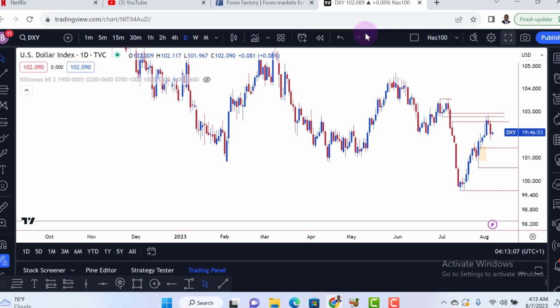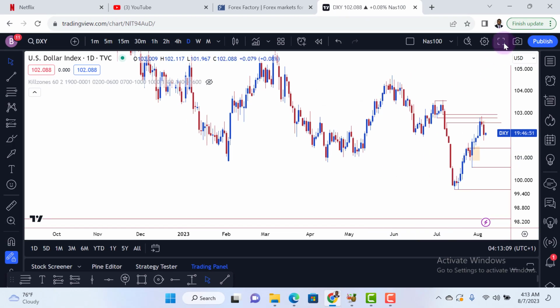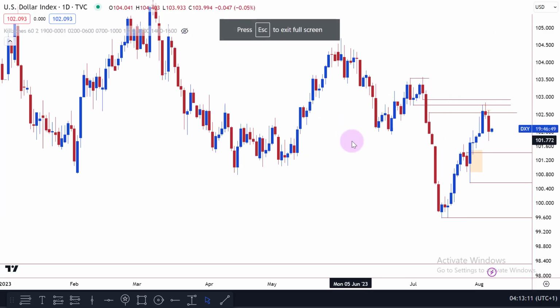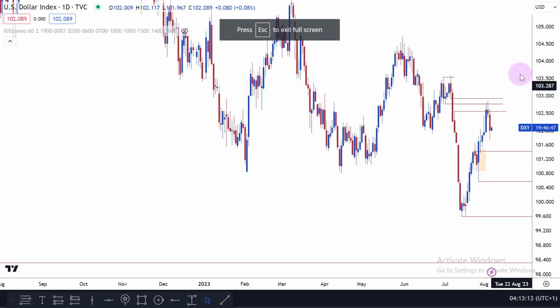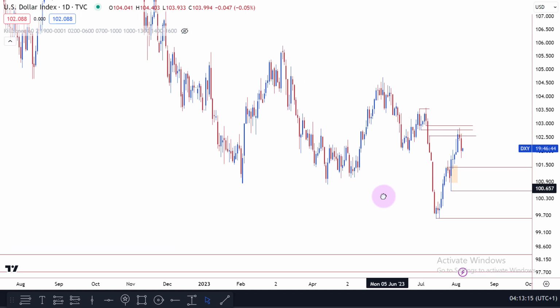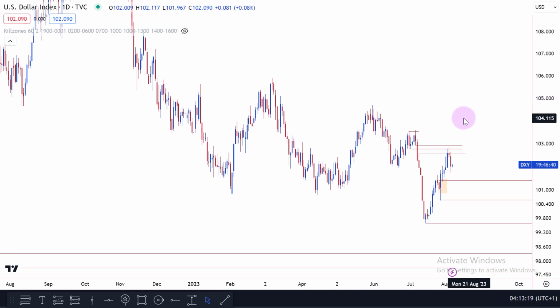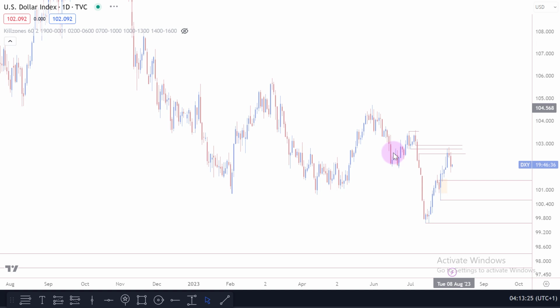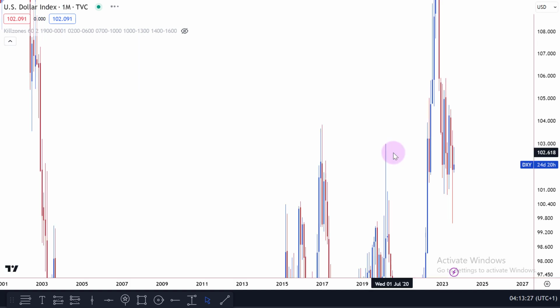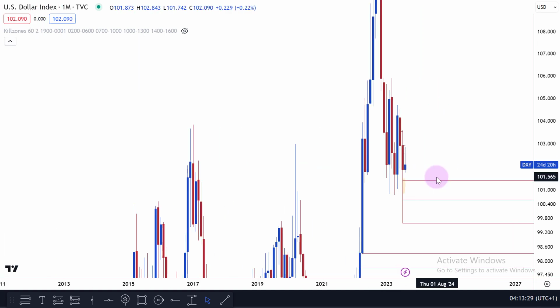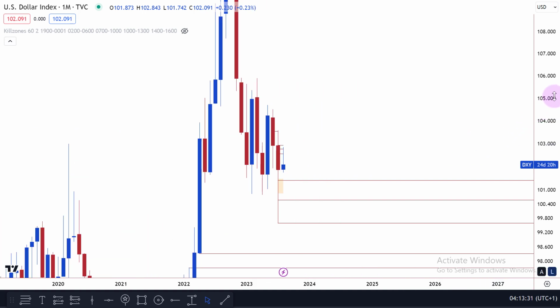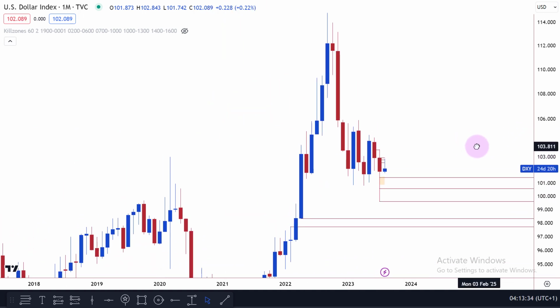So we go to the dollar because the dollar is our benchmark asset for foreign currencies, and on the dollar we are interested in knowing what the institutional order flow is, especially on the higher time frames, because the higher time frames are the main drivers of liquidity, the monthly, the weekly, and the daily time frame. So we just go to the monthly time frame and we want to see where price has traded from, where price is currently, and where the draw on liquidity is on the monthly time frame.